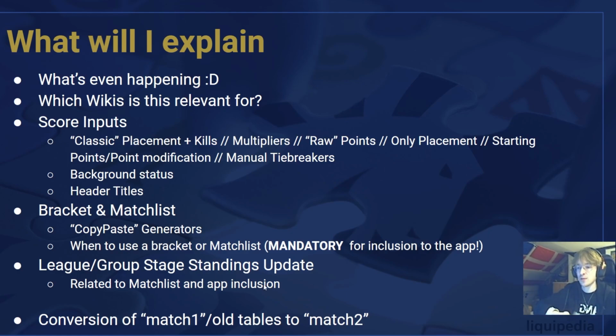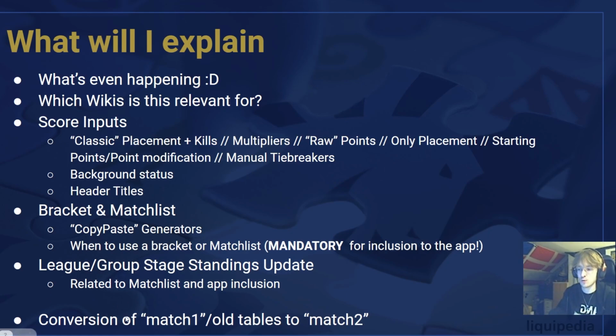There's a small update to the league stage / group stage standings, which is often used, which currently is only live on Apex, but we're rolling out soon on Commons. It's related to the match list. You will have to tie the matches from the match list to the group stage, so that the app knows, hey, this is the group stage standings, and which matches are actually associated with it.